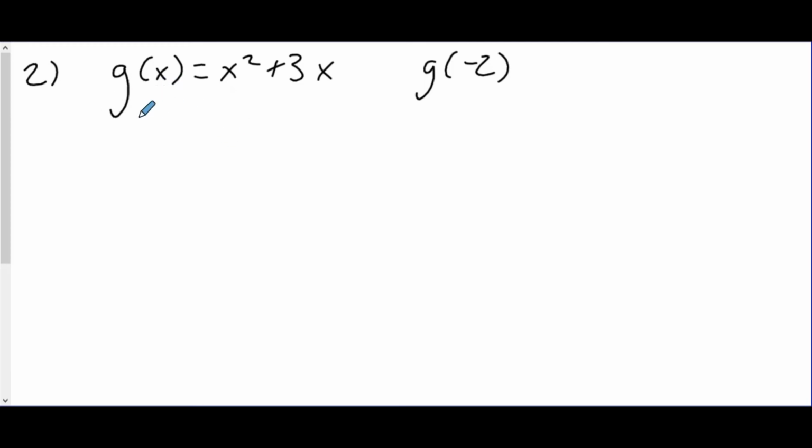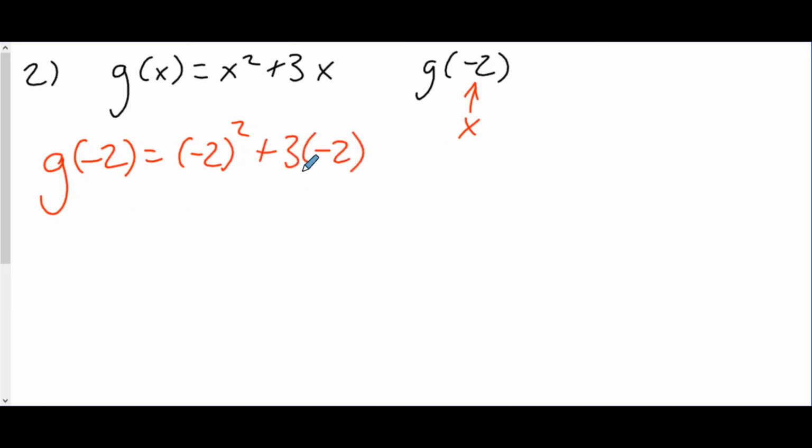If they were all y equals, it would be hard to tell them apart, but I know that this is a different function, different question than the last one, because this one's g of x and the last one was f of x. So again, that's my input. This is my x value. So I'm going to say that g of -2, if I put -2 into the function, I will have (-2) squared plus 3 times (-2). And make sure you are using parentheses here.